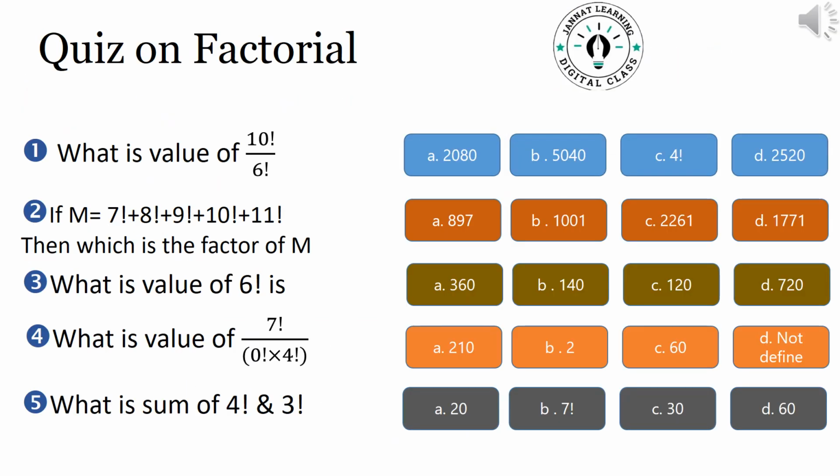What is the value of 10 factorial divided by 6 factorial? Quiz 2. M equals 7 factorial plus 8 factorial plus 9 factorial plus 10 factorial plus 11 factorial. Then what is the factor of M? Quiz 3. What is the value of 6 factorial? Quiz 4. What is the value of 7 factorial divided by 0 factorial multiplied by 4 factorial? Quiz 5. What is the sum of 4 factorial and 3 factorial?